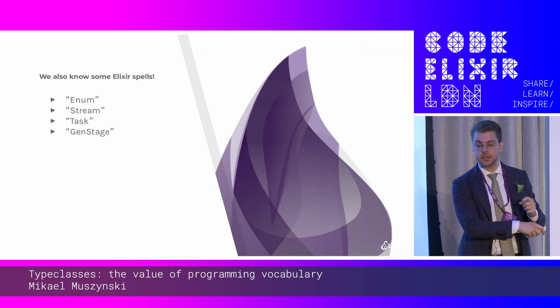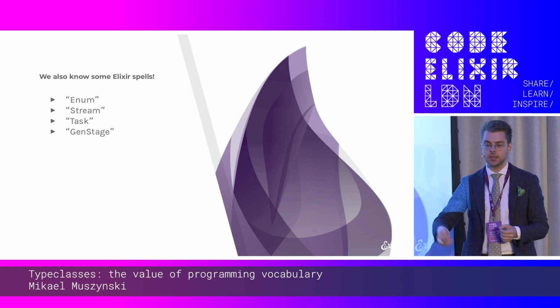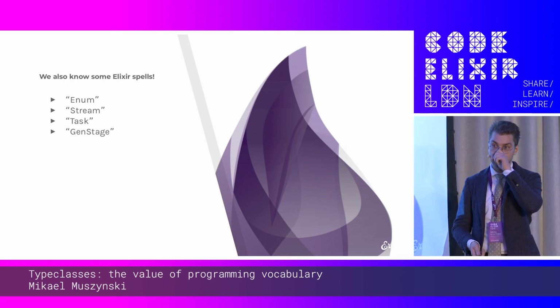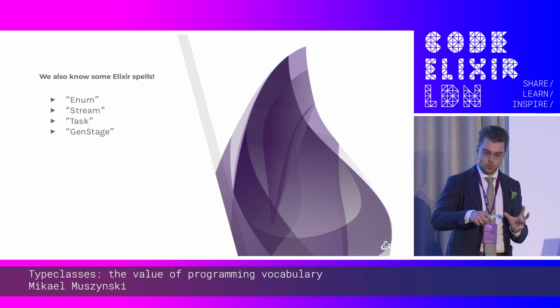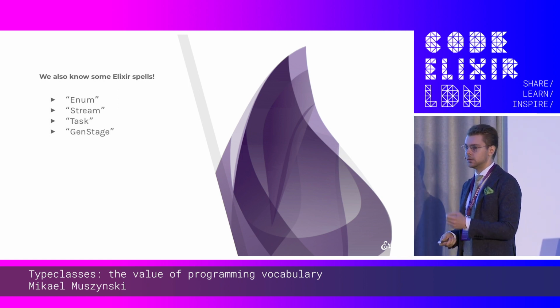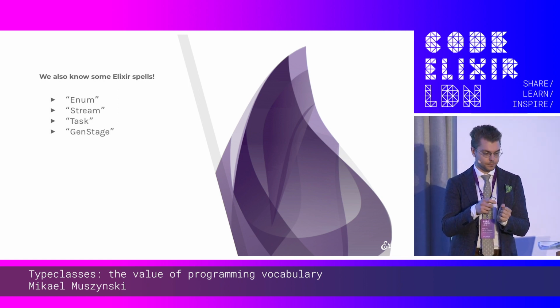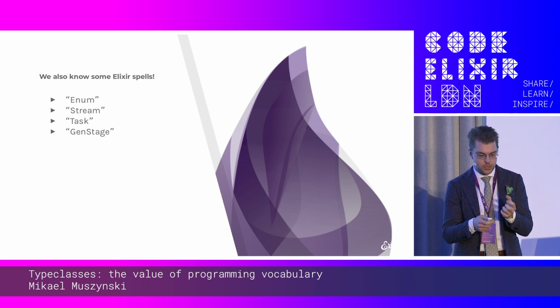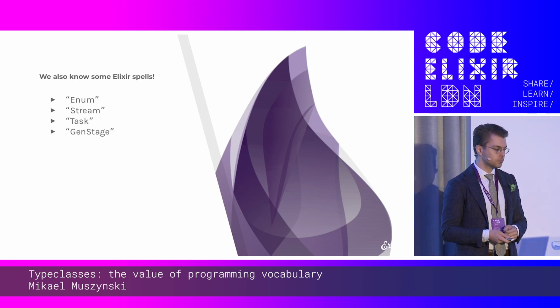If we go to Elixir, we have more spells: Enum, Stream, Task, GenStage, and I guess you could also mention Broadway these days. These are all also spells which have meaning within our environment and give something to developers that is abstract, but yet we know it has uses. You just need to know the full scope of what they mean.